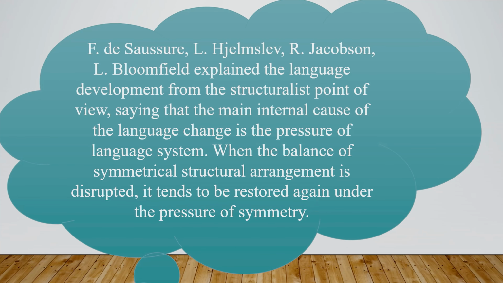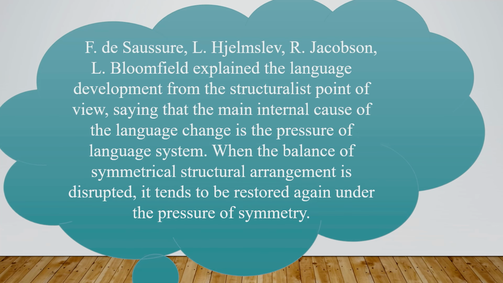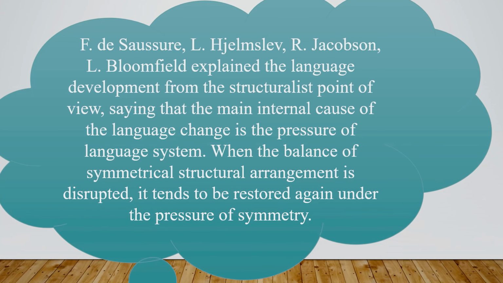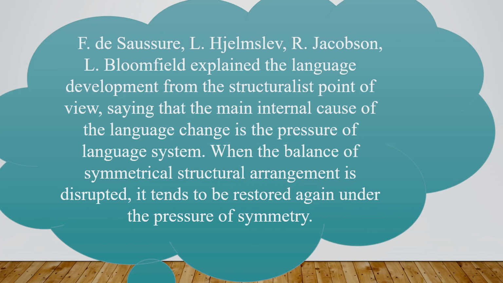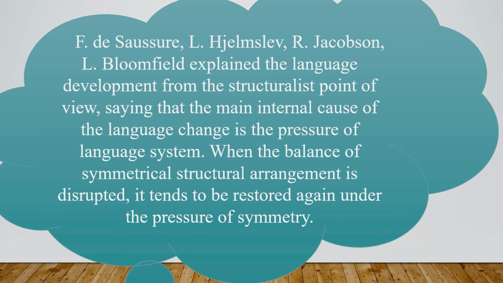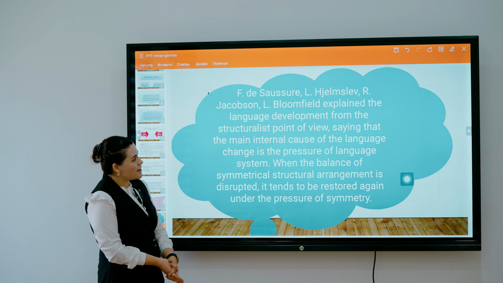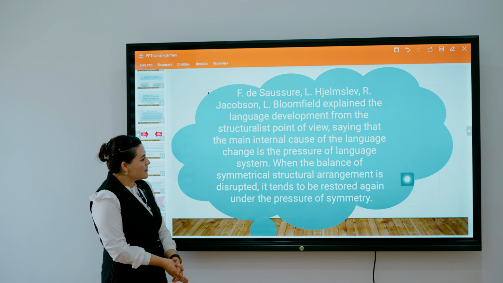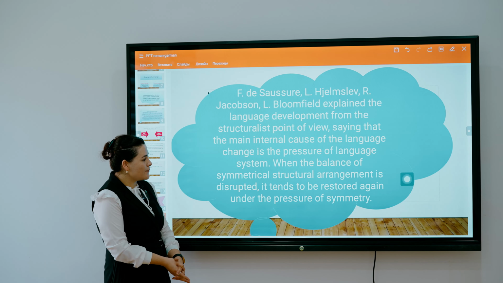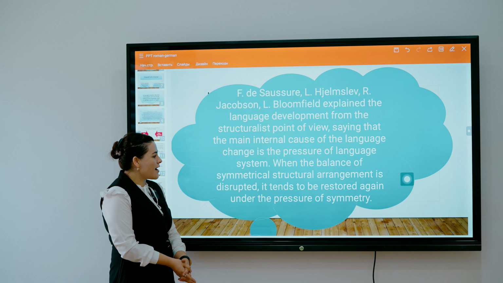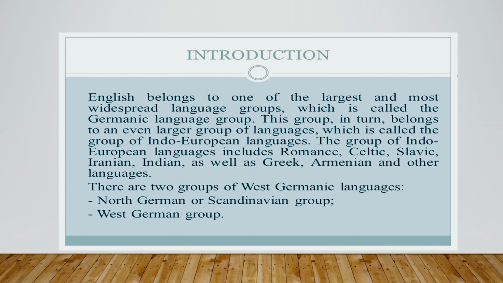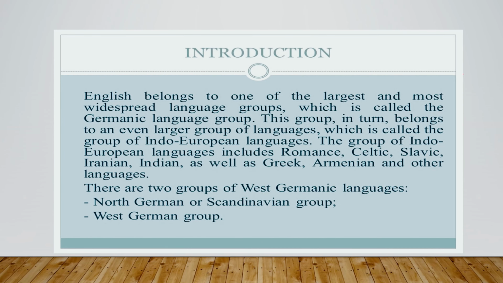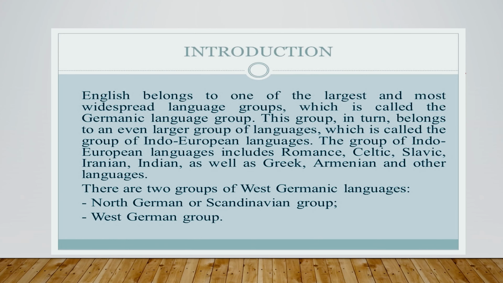Other scholars also made claims about language, for example Ferdinand de Saussure, Hjelmslev, Jakobson, and Bloomfield. They explained language development from the structuralist point of view, saying that the main internal cause of language change is the pressure of the language system. When the balance of symmetrical structural arrangement is disrupted, it tends to be restored again under the pressure of symmetry.